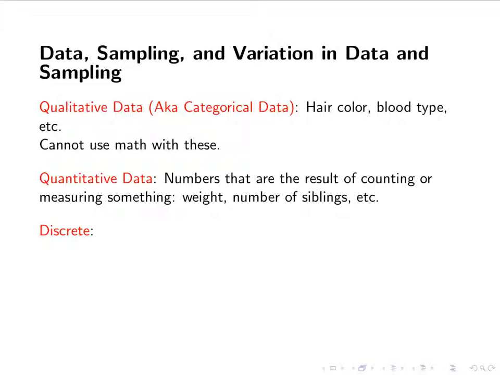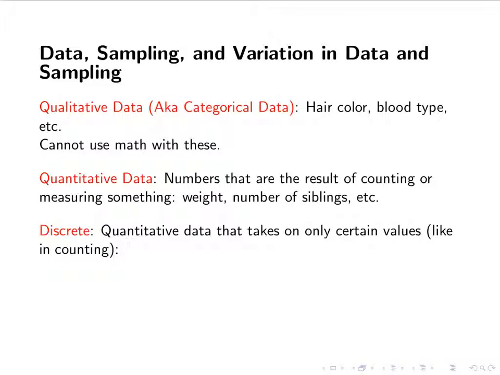Within quantitative data, there are two categories. The first is called discrete. Discrete is quantitative data that takes on only certain values, typically found in things that you count. Number of siblings, number of TVs in your house, etc.